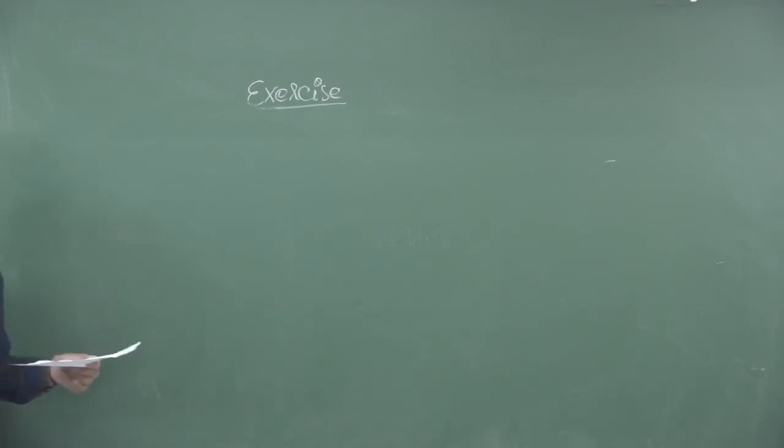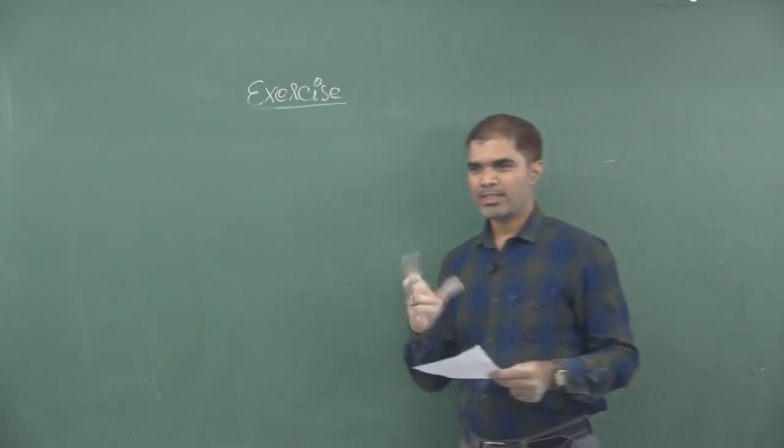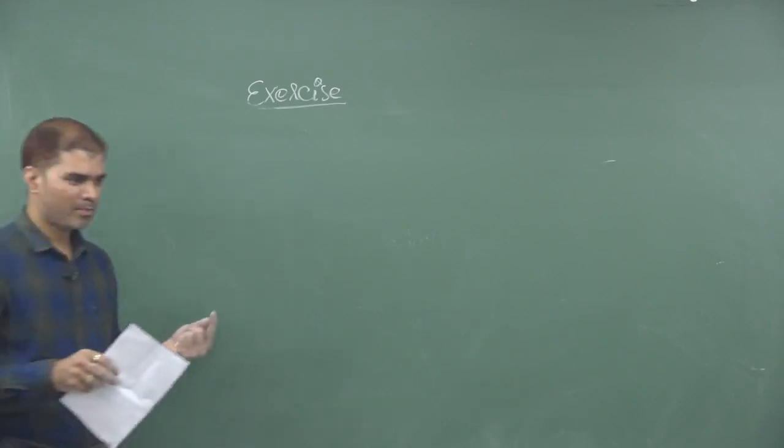Just write down an IUPAC name, because all this time you were working on isomerism. Let us move from isomerism to IUPAC. After that IUPAC, again we'll enter into isomerism.